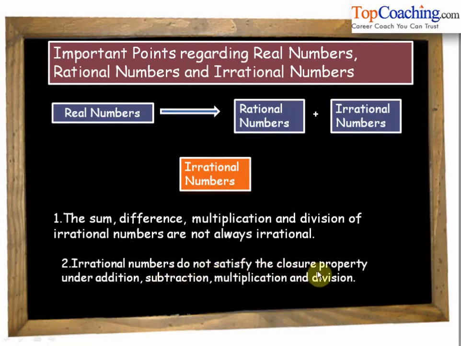Irrational numbers do not satisfy the closure property under addition, subtraction, multiplication and division. So irrational numbers do not satisfy this closure property under the operation of addition, subtraction, multiplication and division. Now let's see some of the properties of real numbers.